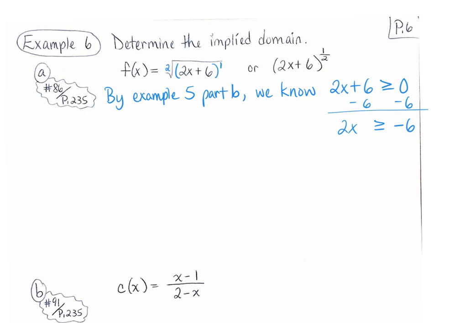And now what? Divide by 2. Good. Does anything happen with the sign? It flips? No, because you're not dividing by a negative. Good discussion. We're not dividing by a negative, so the symbol does not switch. So you get x is greater than or equal to negative 3.